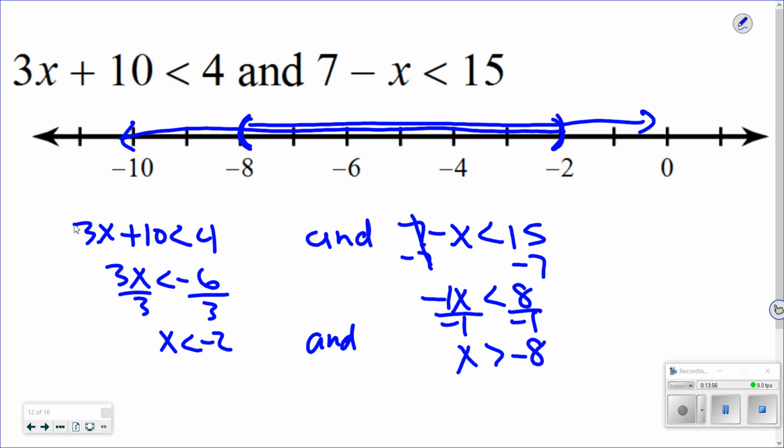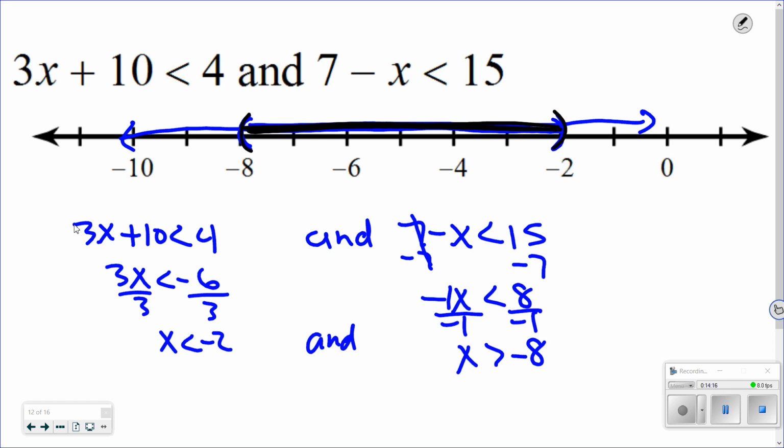Okay, my final answer is the part that's true for both of them. So that's between -8 and -2, and it's just that. So my actual answer itself would only be that part I just drew out in black there. It has to be true for both. It has to be greater than -8 and less than -2. Both have to be true.